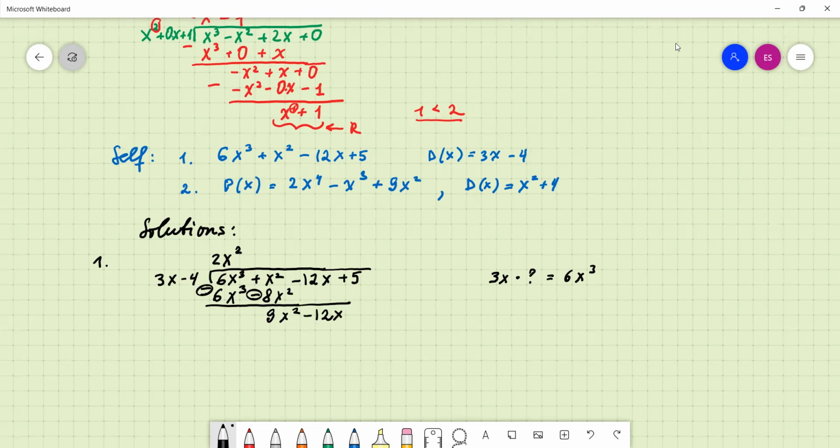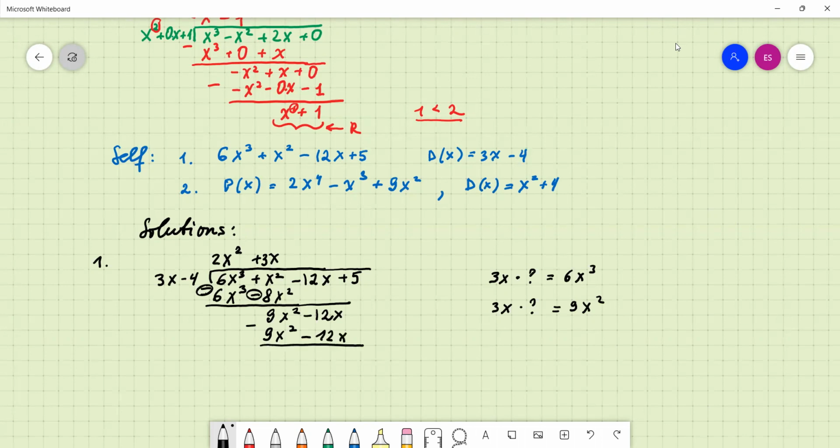By what do I need to multiply 3x to get 9x squared? I see that it's supposed to be at least x. And 3 to get 9, I'll need to multiply by 3x. That's what I'm going to do. So 9x squared, I'm multiplying 3x by 3x. Minus, and 4 multiplied by 3 is 12, right? And x over here. I'm going to do subtraction.